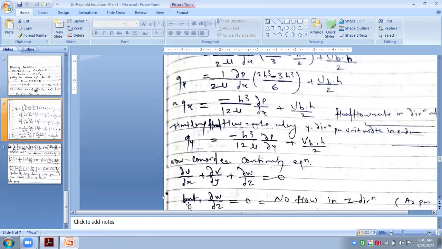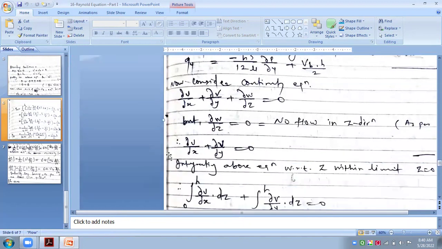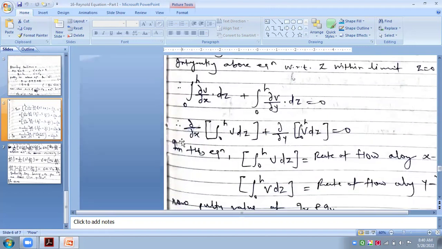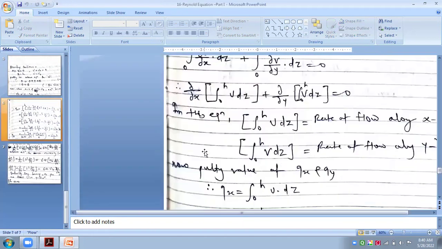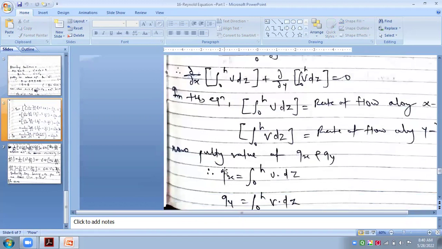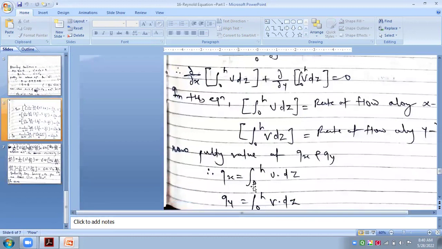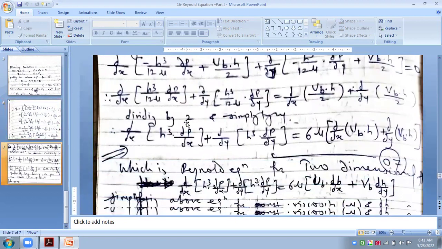Now consider our continuity equation from fluid mechanics: del u by del x plus del v by del y plus del w by del z is equal to 0. Here del w by del z is always 0, as there is no flow in the z direction, and therefore only two terms remain, del u by del x plus del v by del y. So we integrate the equation with respect to z. After integration and solving, we get qx and qy, which we integrate and put in, rearranging the terms.